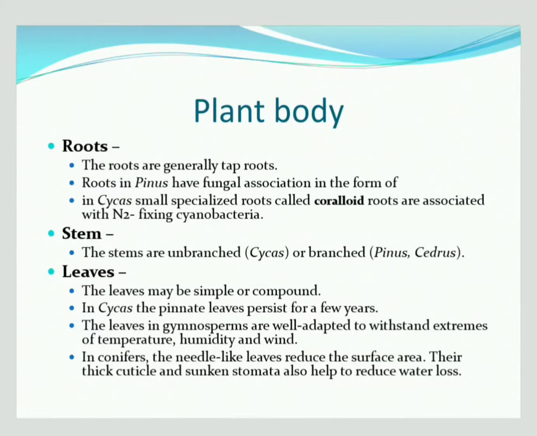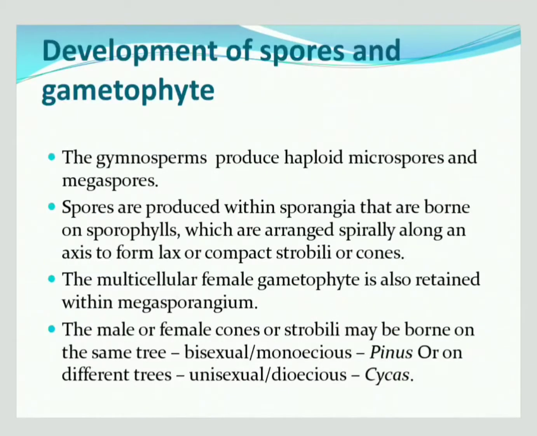In the other plants, mycorrhizal association and a taproot system, all these we will see. Now, the development of the spores and the gametophyte: the gymnosperms produce haploid spores, and they are heterosporous, so they produce microspores and megaspores. Spores are produced within the sporangia, which are borne on the sporophylls. Here also strobilli or cones we will see.